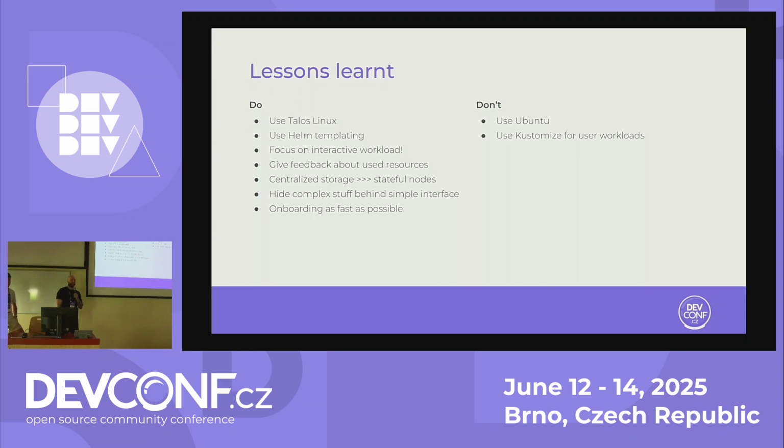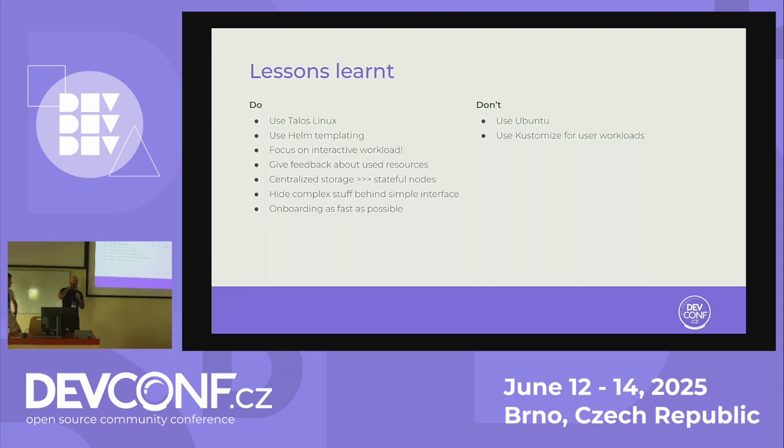Use centralized storage instead of stateful nodes, because if you use stateful nodes, for example with Longhorn, you get a problem with data locality, and then you have to use NFS, which is really slow for running those workloads. It needs to have really fast access to data. So we transitioned from stateful nodes to stateless nodes with centralized storage.